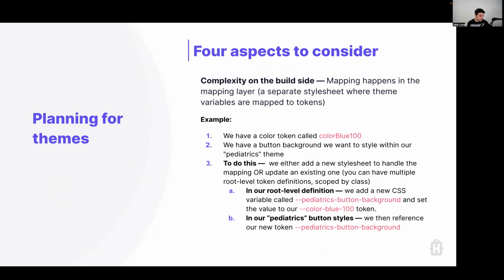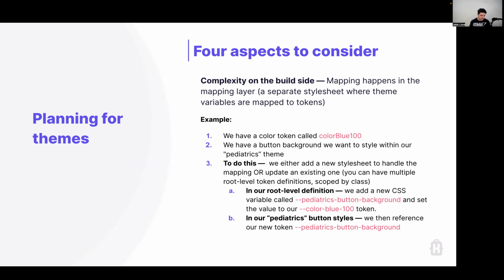If we look at this from the complexity on the build side, which is my preference, mapping happens in the mapping layer. So there's a separate style sheet where the theme variables are mapped as tokens. In this similar example, it's kind of the same exact thing that we're going for. We've got a color token, color blue 100. We've got a pediatrics theme. We want to style this button. But what we do in this case is we either add a new style sheet to handle the mapping, which is a demo that we're going to walk through here shortly, or we update an existing one, and that can have multiple root level tokens as long as they are scoped by class.